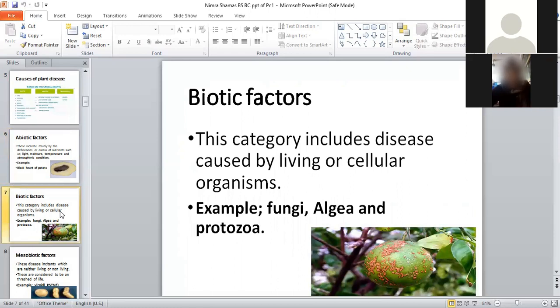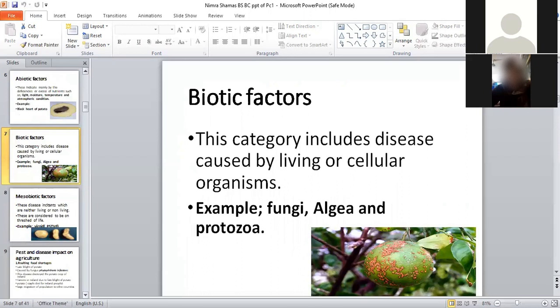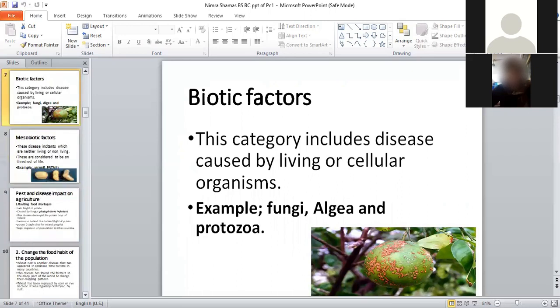Biotic factors. We now discuss biotic factors. This category includes diseases caused by living or cellular organisms. It means diseases caused by living organisms like fungi, algae, and protozoa. An example of a disease caused by fungi is the late blight of potato, and a disease caused by algae is the algae bloom in the upper layer of water and on other crops. So these diseases are because of living organisms. Next slide.